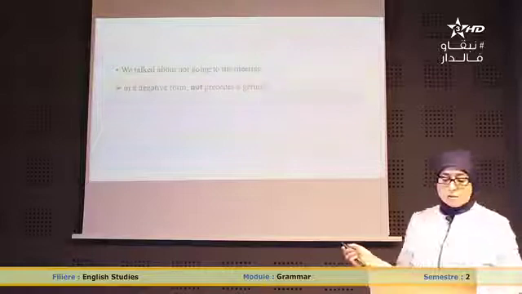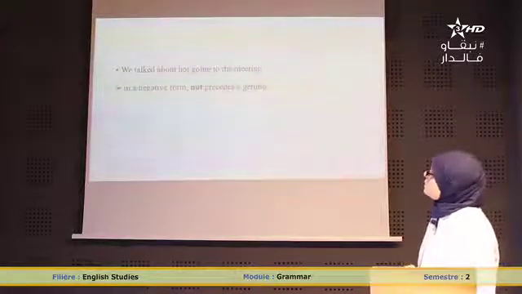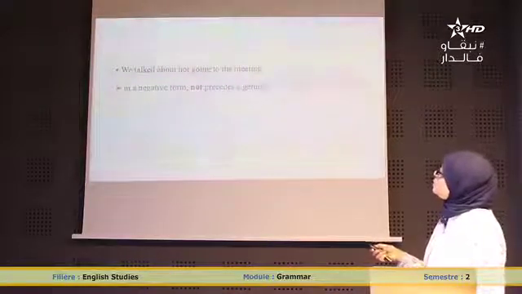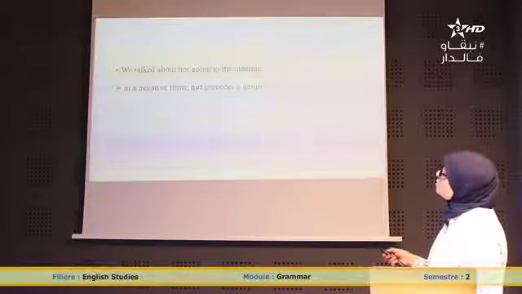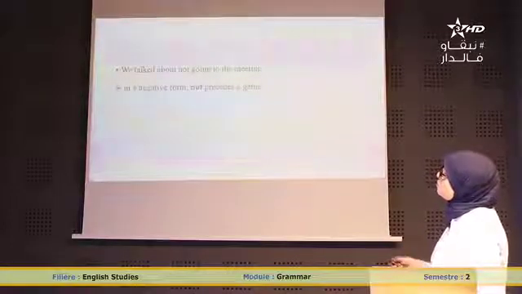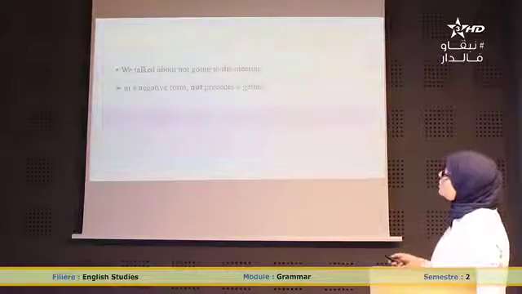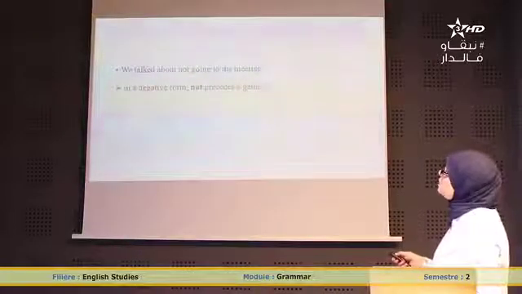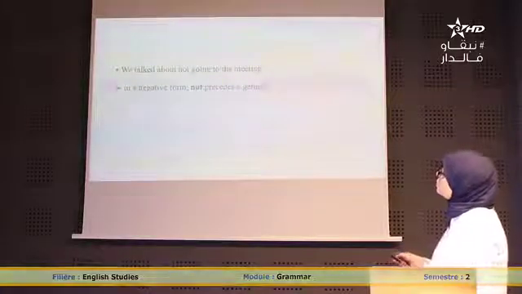Let's look at the same idea of gerunds used as objects of prepositions. Look at this sentence. We talked about not going to the meeting. This is to focus on the negative form of a gerund when it is used as the object of a preposition. In the negative form, "not" precedes a gerund. So we end up having the sentence: We talked about not going to the meeting. Whenever we have the adverb of negation "not," it is used before the gerund.